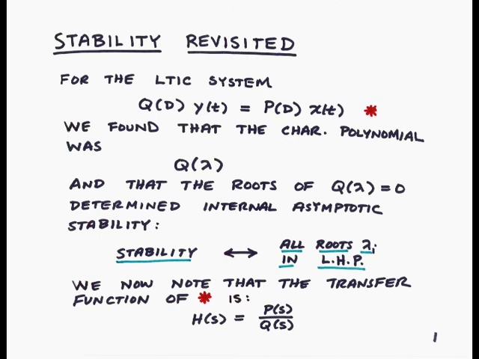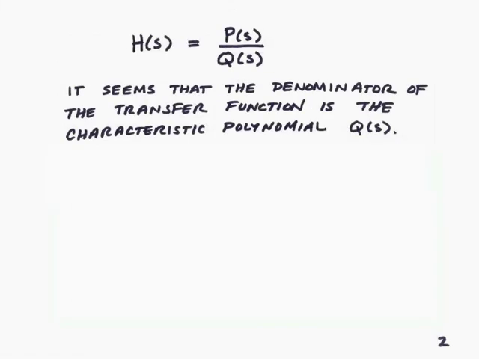We saw in our last presentation that the transfer function of this system, governed by this differential equation, was H of s is equal to P of s over Q of s. We simply replaced the differential operator D in Q of D and P of D by s, and then took the ratio. So examining this, it seems that the denominator of the transfer function is the characteristic polynomial Q of s. And so, if we look at the denominator of our transfer function, we should be able to ascertain stability.